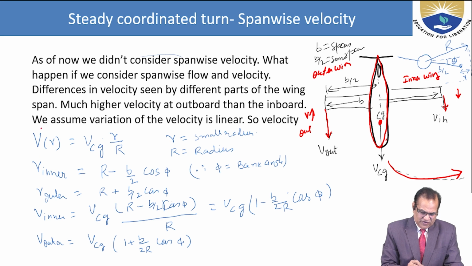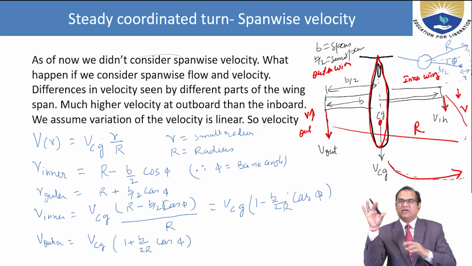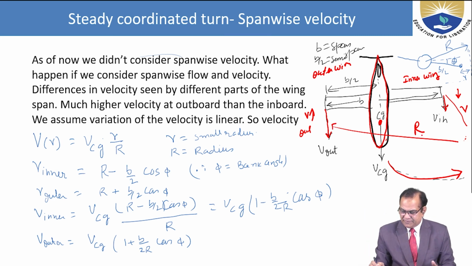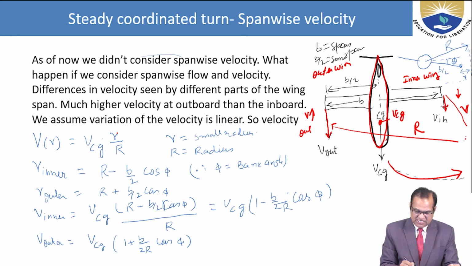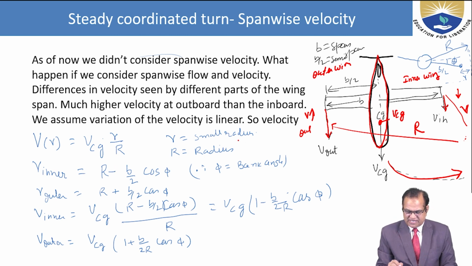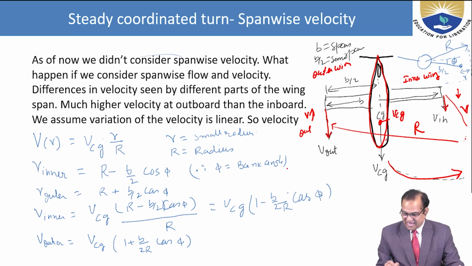We know that V is a function of the radius. Here the small radius is from the center to the inner tip, and from here to here it is the capital one, meaning from the center to the outer tip is capital R and to the inner tip is small r. So V as a function of r is equal to Vcg times small r by capital R, where small r is the small radius and capital R is the radius to the outer wing. So R inner we can write as R capital minus b by 2 cos phi, where phi is the bank angle.